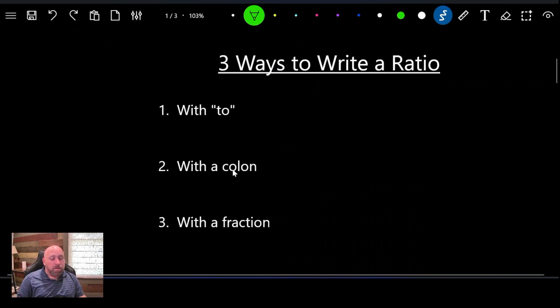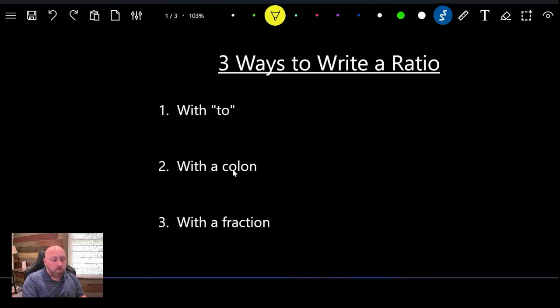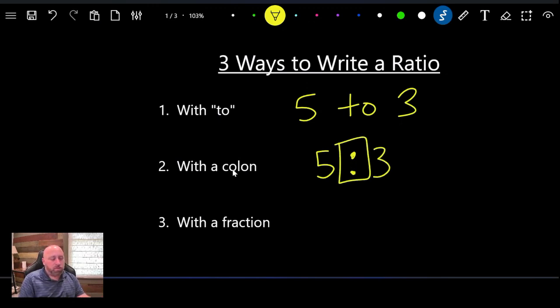All right, 3 ways to write a ratio. We'll go ahead and write it with the word to. We kind of already did that. So 5 to 3. We could also write it with a colon. So we could say 5, and then this colon right here. That's from English class. So 5 to 3. You actually say the word to even if you write it like this. So you'd say 5 to 3.